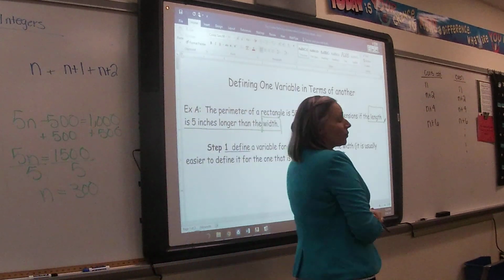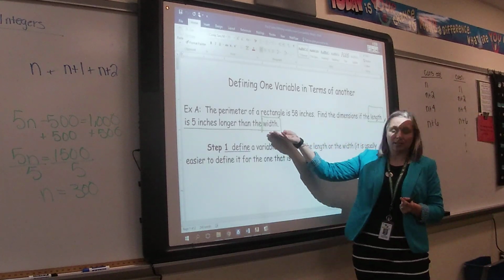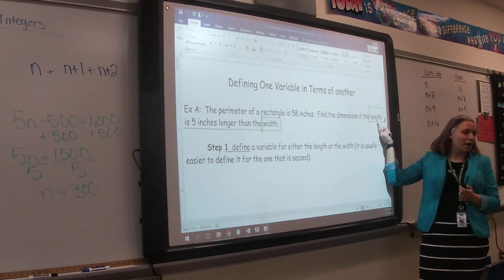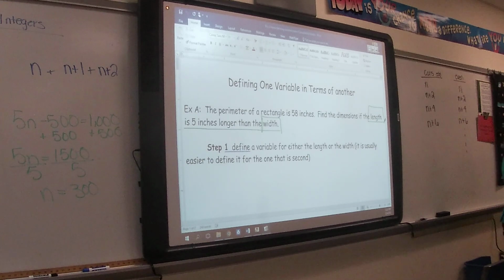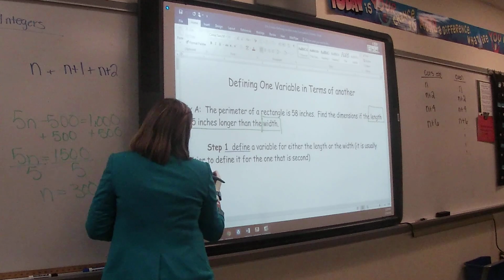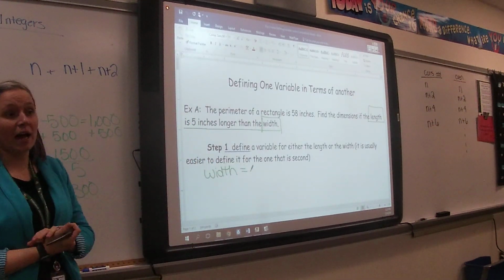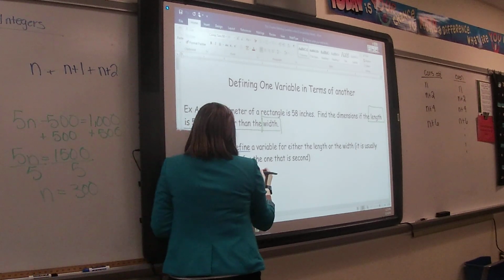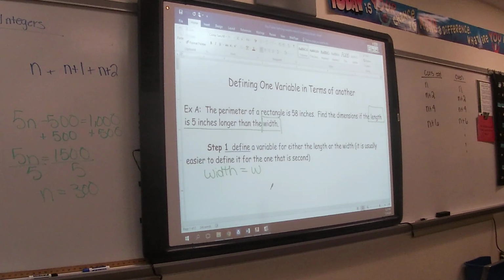Now, you could just randomly pick. You can decide to define whichever one you want. Your life will be happier if you define whichever one you read second. So like literally in this comparison phrase, the length is 5 inches longer than the width. Which comes second, length or width? Width. So we are just going to define width to be a variable. What might be a good variable to define width as? W. I mean, you could pick another letter, but W would be a good one. L would be not a good one.